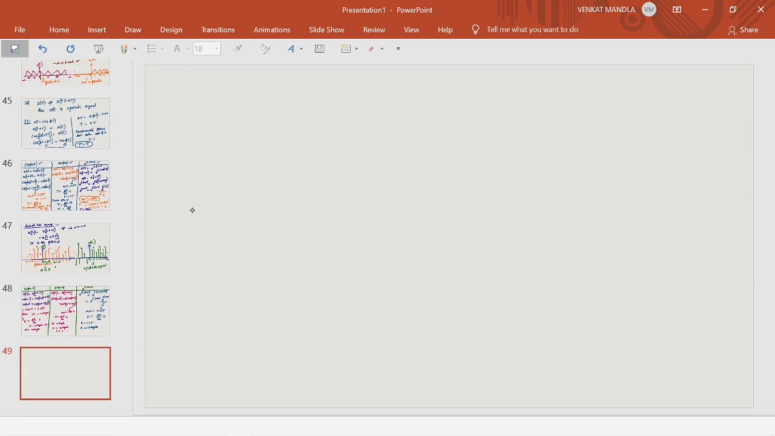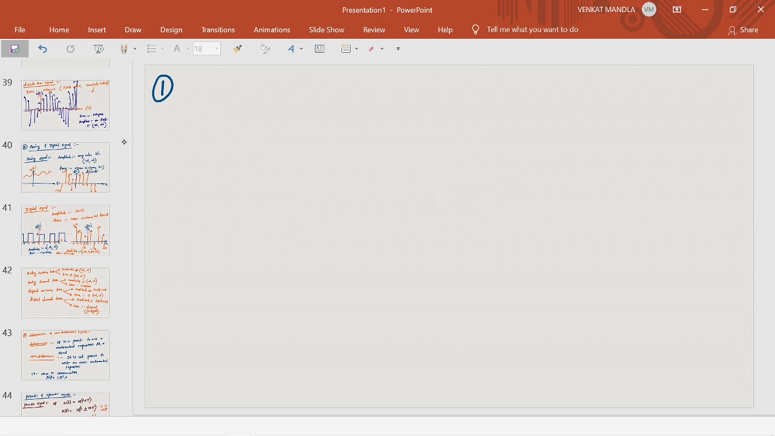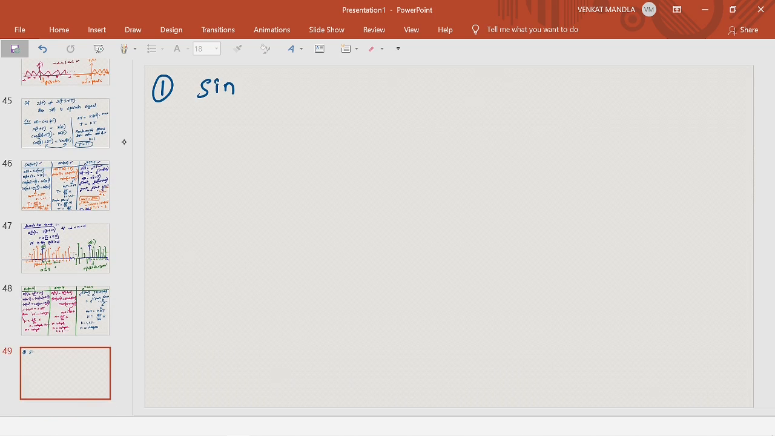Okay, let us discuss the problems here itself. The first problem is to find out the periods of the signals. Let us say sine 4 pi t, a second one cos 8 pi t, and a third e power j 8t.